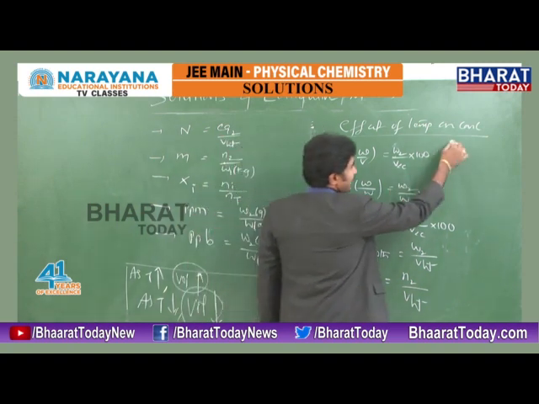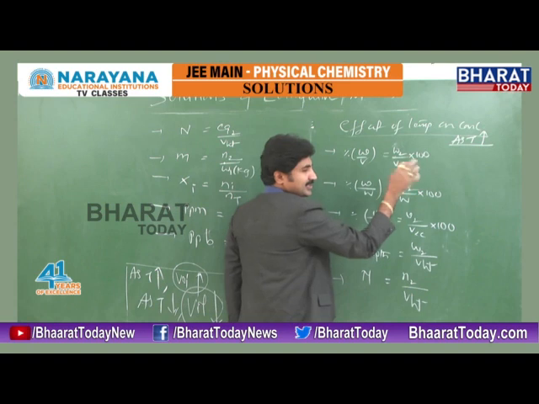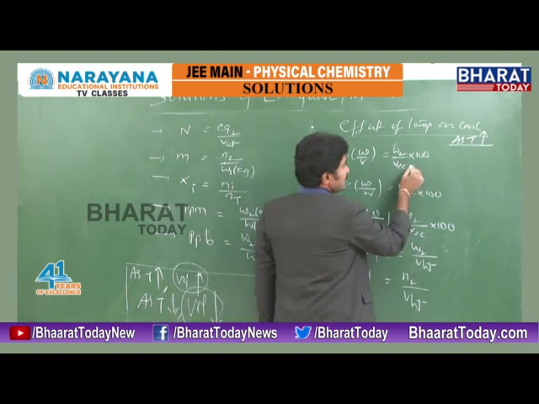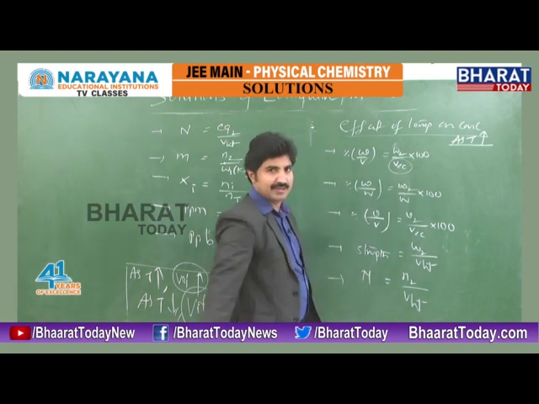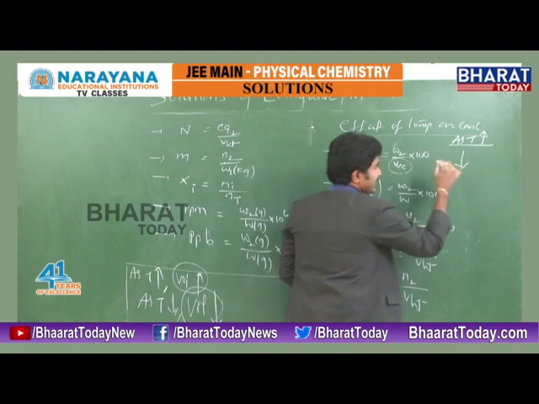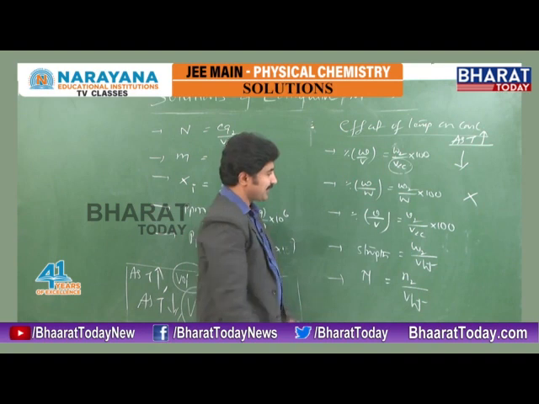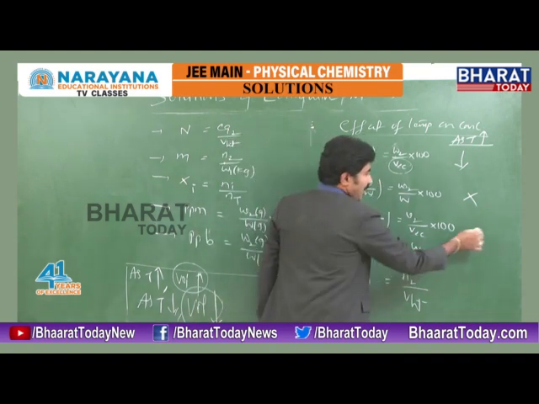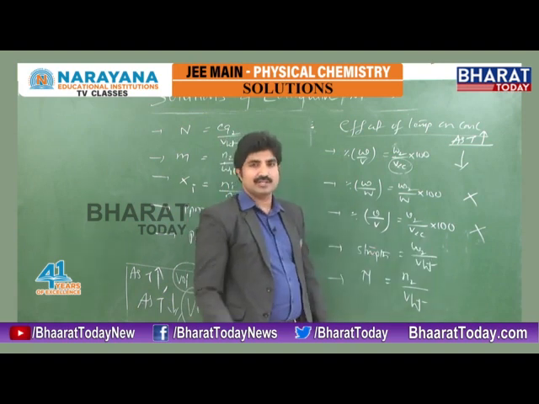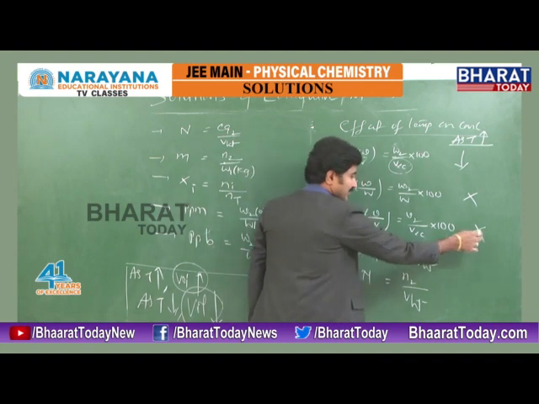Here, as the temperature increases, similarly as temperature decreases, in both cases what happened? As temperature increases, what happened? Volume will be present in denominator. Temperature increases means volume increases, therefore this will be decreased. Here there is no effect because there is no volume term in this expression. Here again almost no effect, because there is a volume term in the numerator and in the denominator, so both effects get cancelled. That's why no effect on this.